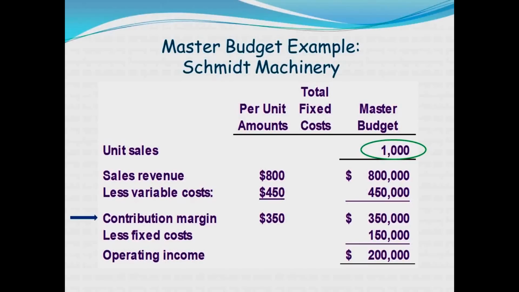Okay, Schmidt Machinery. They were budgeted to sell 1,000 units. Expected to sell those units for $800 per unit. So they were expecting to have revenues of $800,000. This is the master budget. They expected their variable costs to be a total of $450. So their variable costs were $150,000, leaving a contribution margin of $350,000. They expected total fixed costs, it's just a single line, doesn't matter, per unit, to be $150,000. So they expected to earn 25% or $200,000 off of $800,000 of sales. That was what they budgeted.